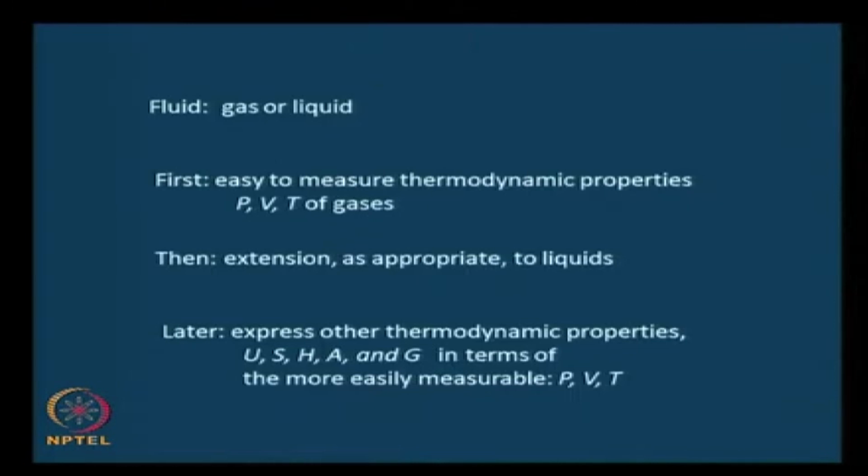We first looked at what a fluid was. It is either a gas or a liquid that we all know, and then we said we were going to look at easy to measure thermodynamic properties, which are essentially PVT of gases. Then we said we would extend it as appropriate to liquids, first gases and then to liquids, and then we said that we would express the other thermodynamic properties such as internal energy and entropy, enthalpy, Helmholtz free energy and Gibbs free energy, as well as, let us say, fugacity coefficient, in terms of the more easily measurable P, V and T.